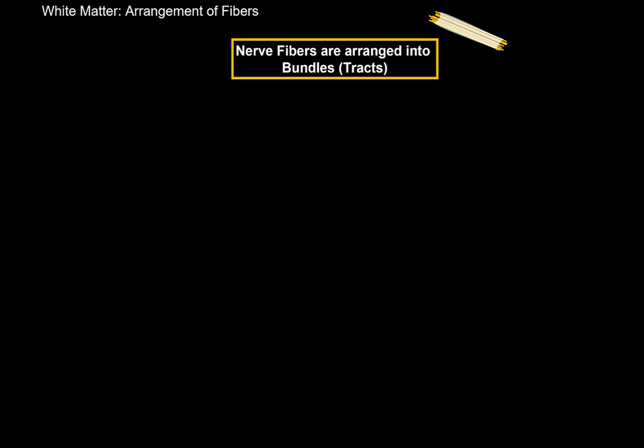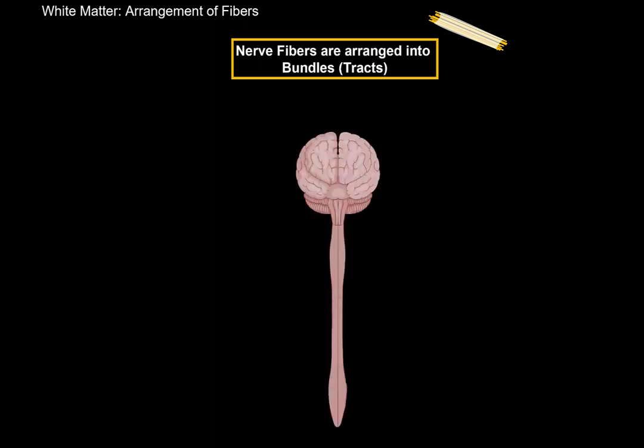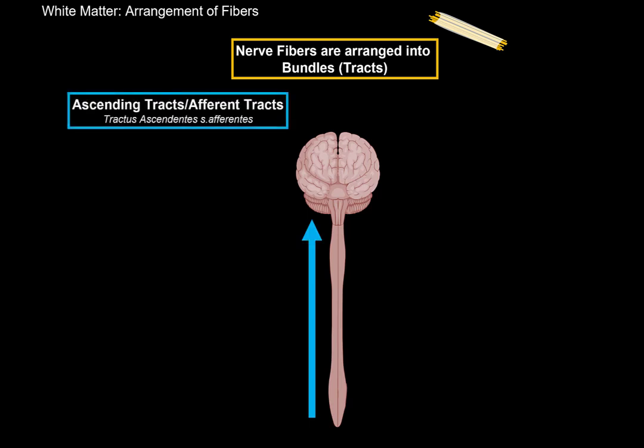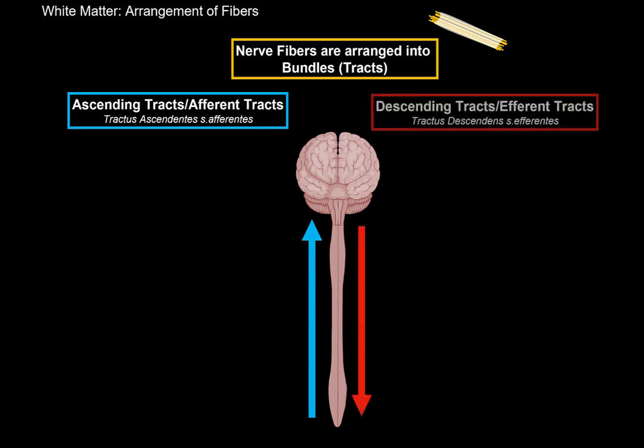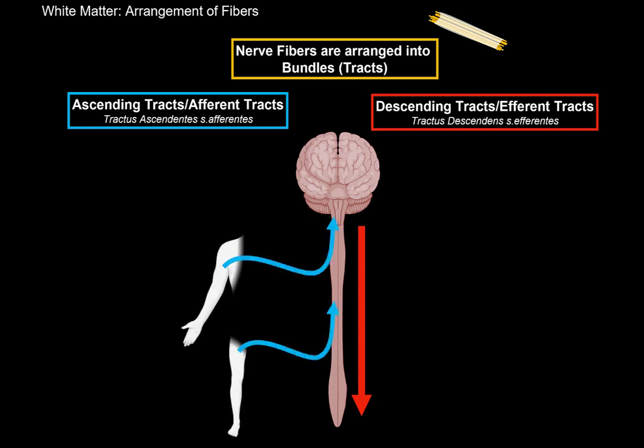And there are two directions these tracts can go. They can either go up as ascending tracts or afferent tracts. Remember, A stands for arrive, so these tracts arrive to the brain. But they can also descend, go down as descending tracts or efferent tracts. E stands for exit. So the ascending tracts receive sensory information from anywhere in the body and send it up to your higher centers to make sense of it.